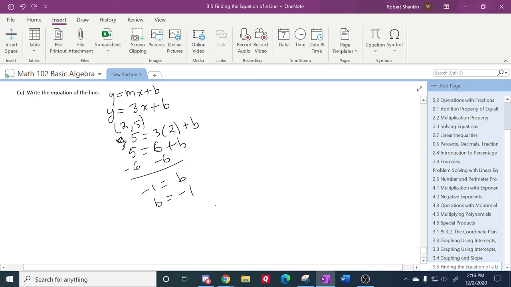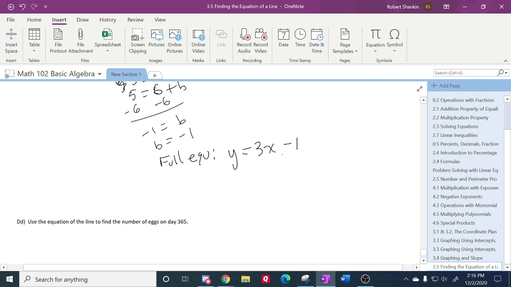So now the full equation is y equals mx plus b with the m and the b filled in. When I put the b in, it's -1. y equals 3x minus 1.